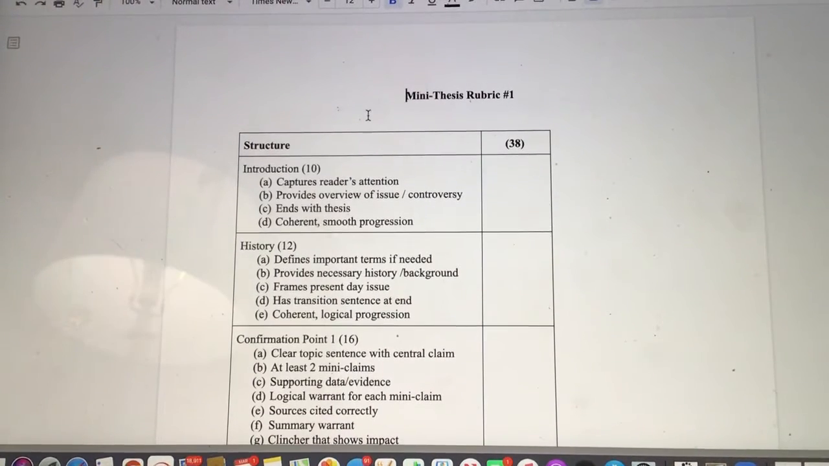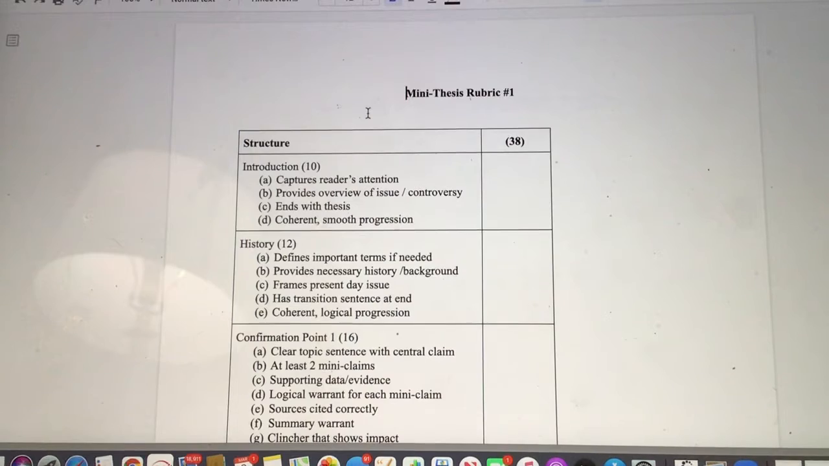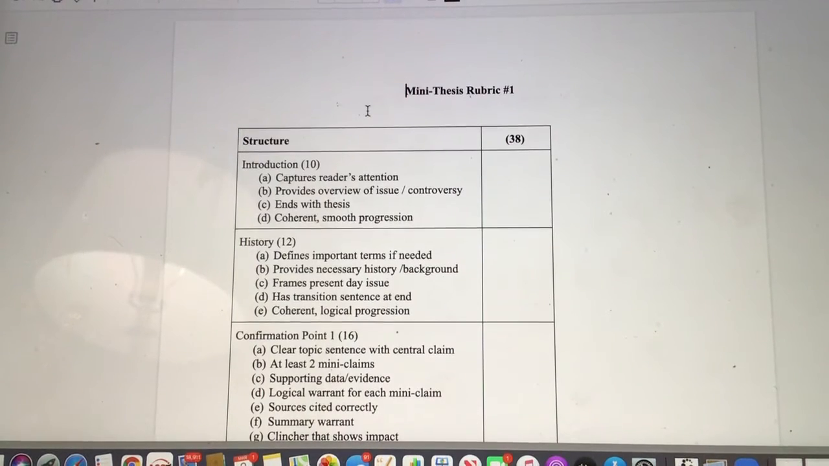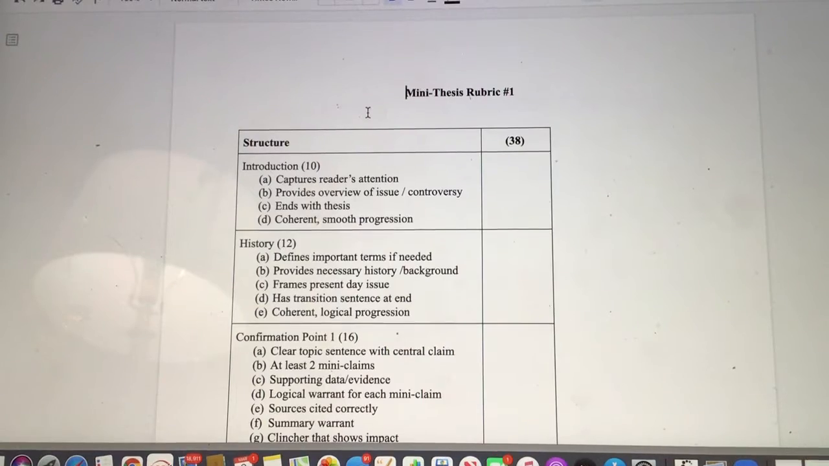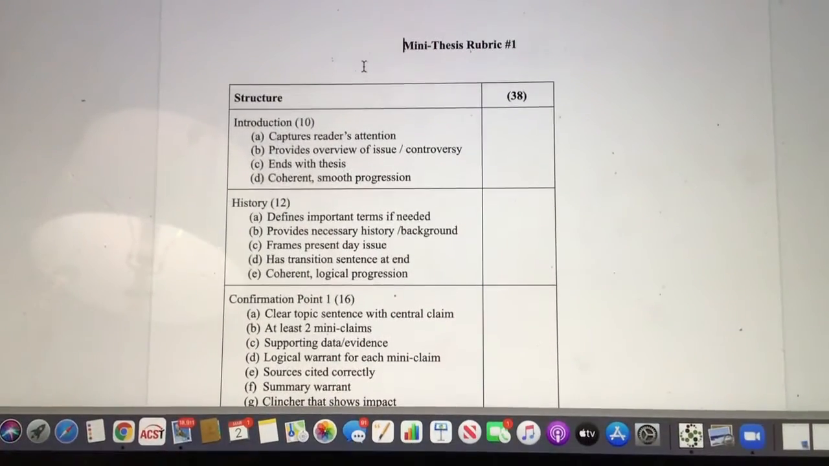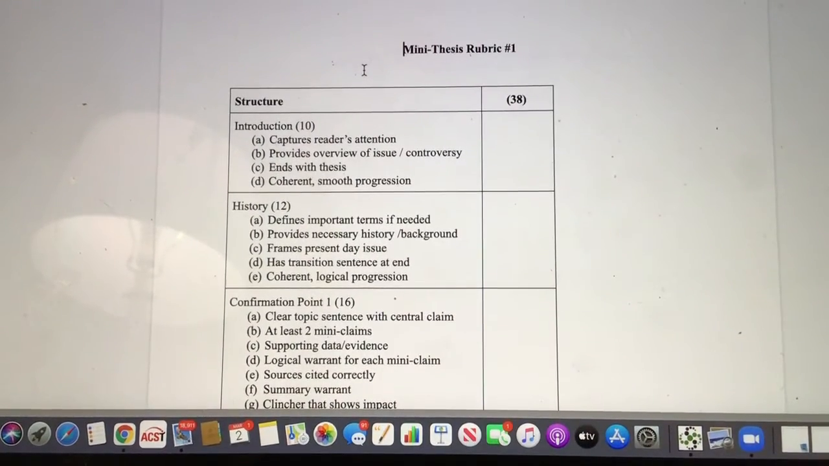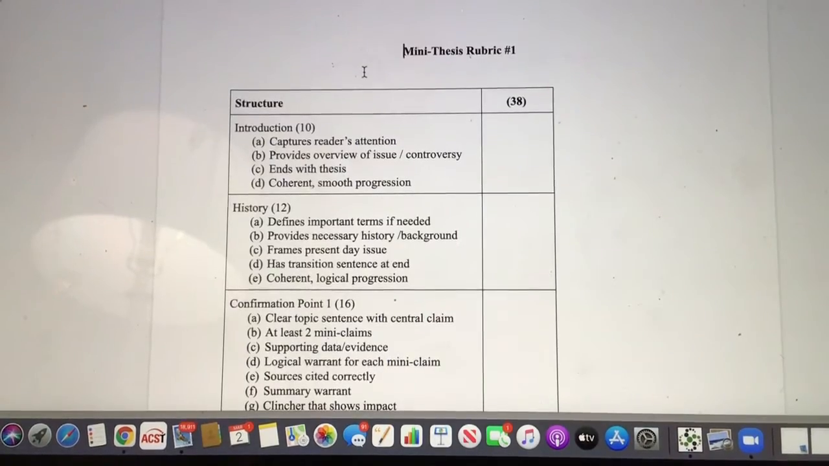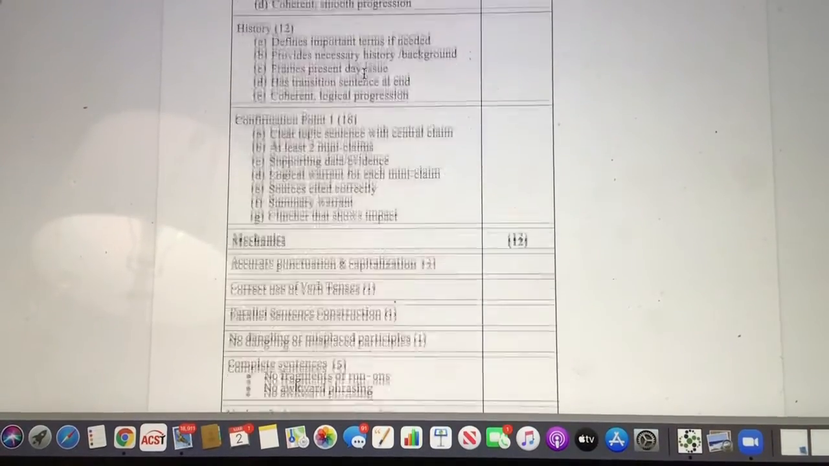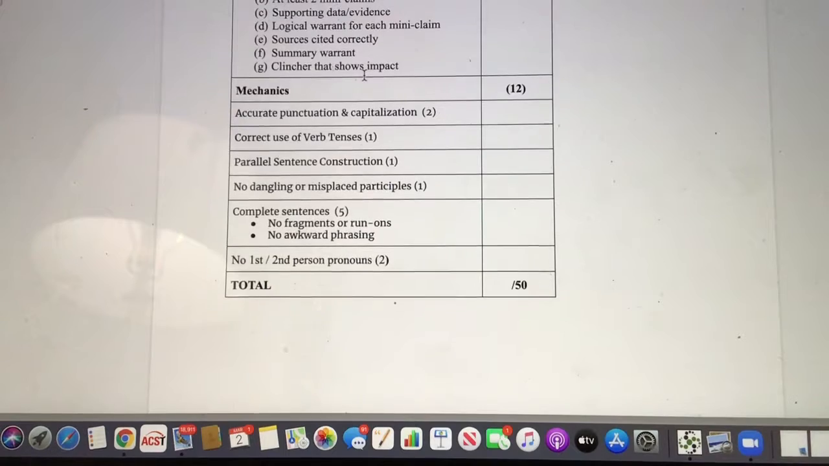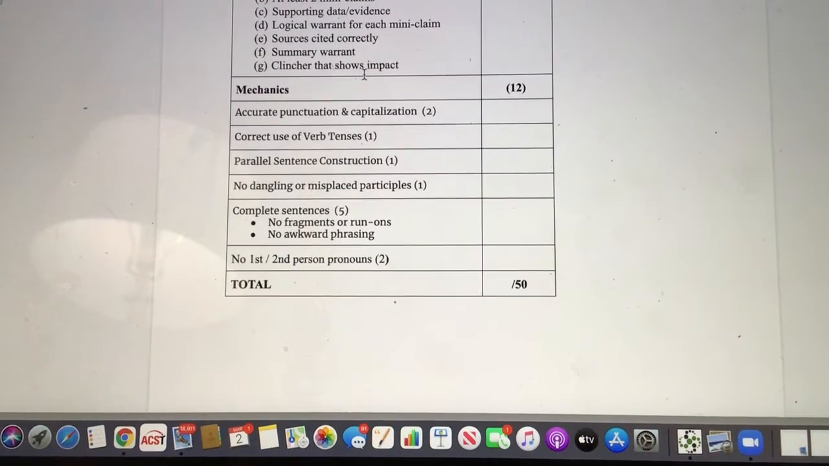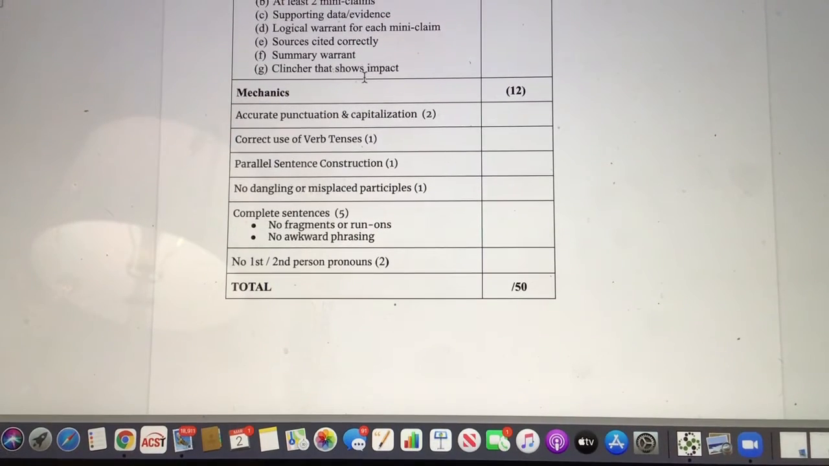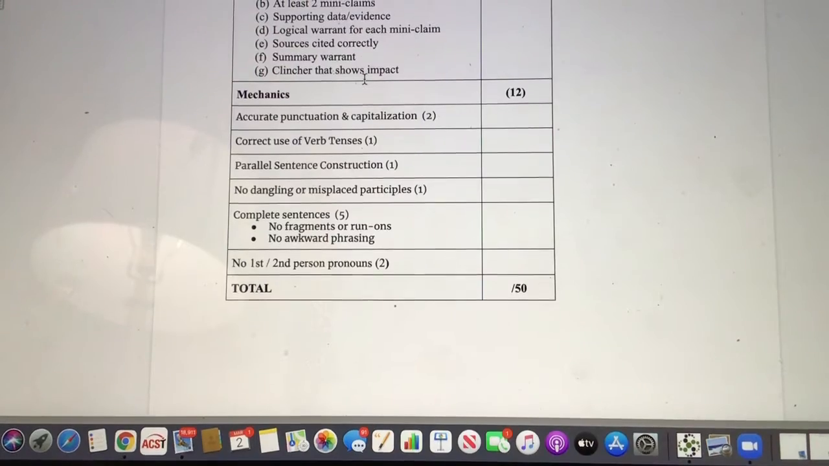You'll get those back, and then you're going to have roughly, I can't remember, 10 days to revise and to come up with your final mini thesis. So let's just go over this. None of this should be super surprising. Well, first of all, I want you to notice this is worth 50 points. And that's about how much each of the drafts will be worth. I think maybe next week's, it's only two paragraphs, so maybe it's worth 40.